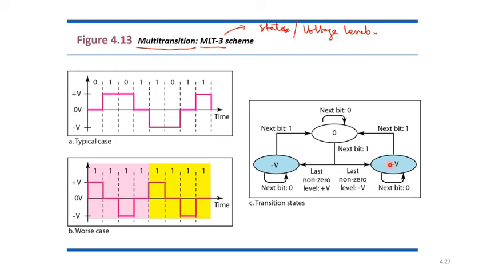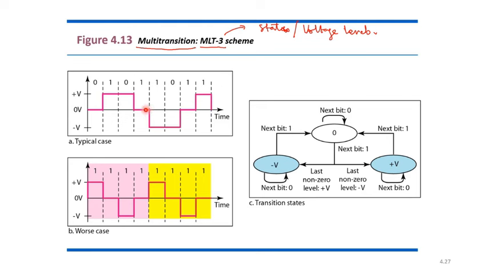Once we are at this level, the next bit is zero. If the next bit is zero, we apply the next bit condition at this level, so the voltage level will again be plus V only. It was plus V initially, then the next bit is zero, so it continues at the plus V or positive level up to here. Now the next bit is one. If it is at plus V and the next bit is one, it will go to the zero level.